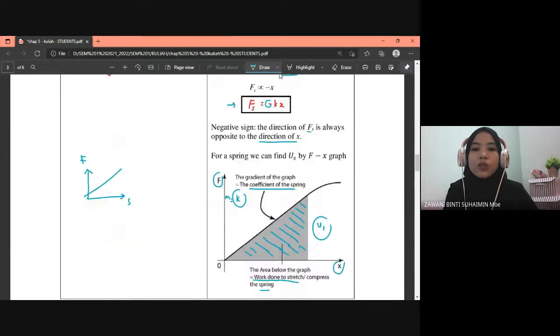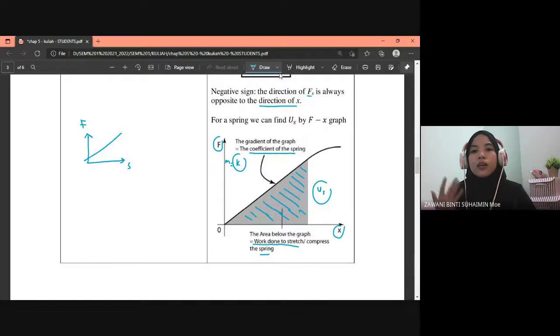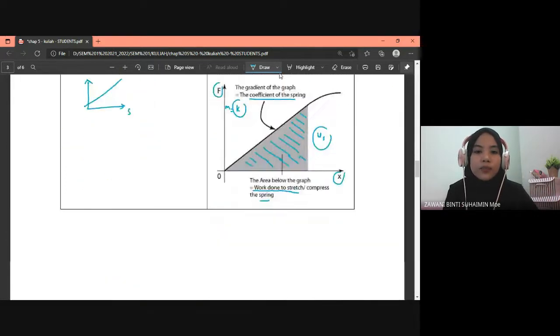Okay, so maksudnya ada dua benda yang boleh dapat daripada graph F versus X iaitu U_S, iaitu elastic potential energy, dan juga dia punya K iaitu spring constant ataupun nama lain dia coefficient of the spring. Okay, it's the two same thing with different names. Coefficient ataupun spring constant tu adalah benda yang sama. Alright, so itu saja untuk itu.